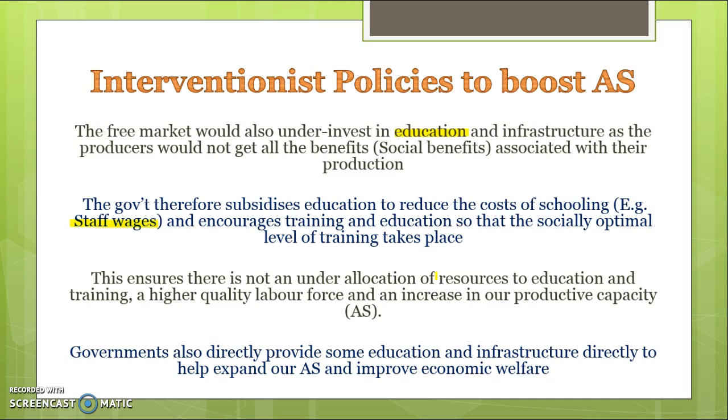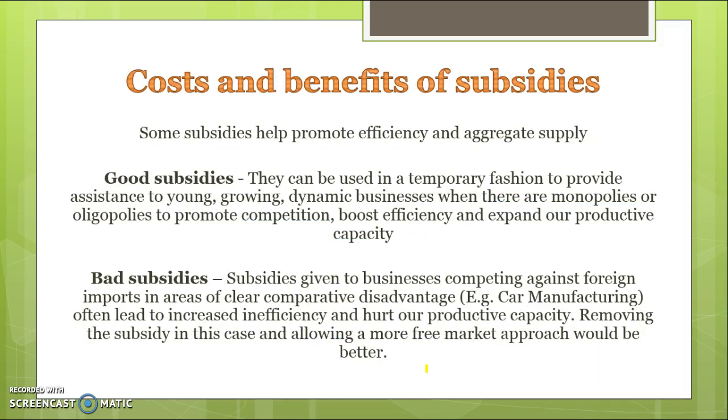So an interventionist policy can be as simple as education and training because, again, they would be under-allocated in a free market. Interventionist policies are generally related to market failures from under-allocation of resources. Government can also directly provide some education and infrastructure, which will help to boost our aggregate supply potential and should help to improve overall economic welfare for society.